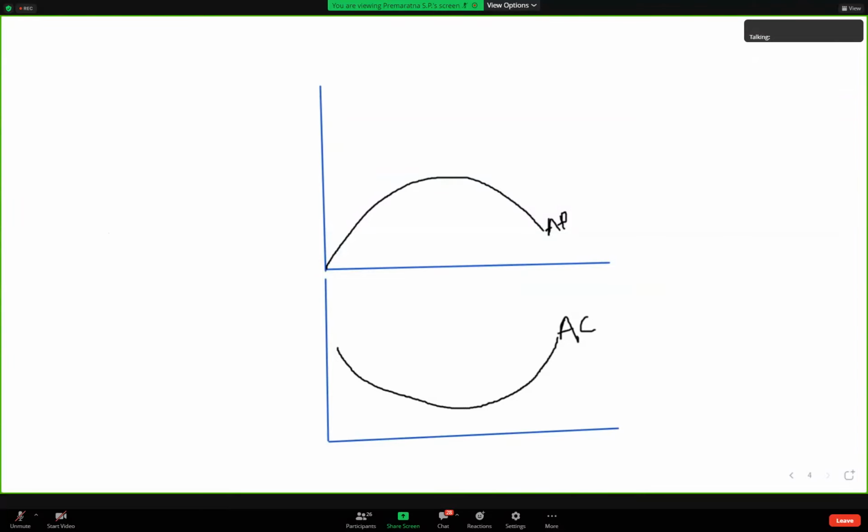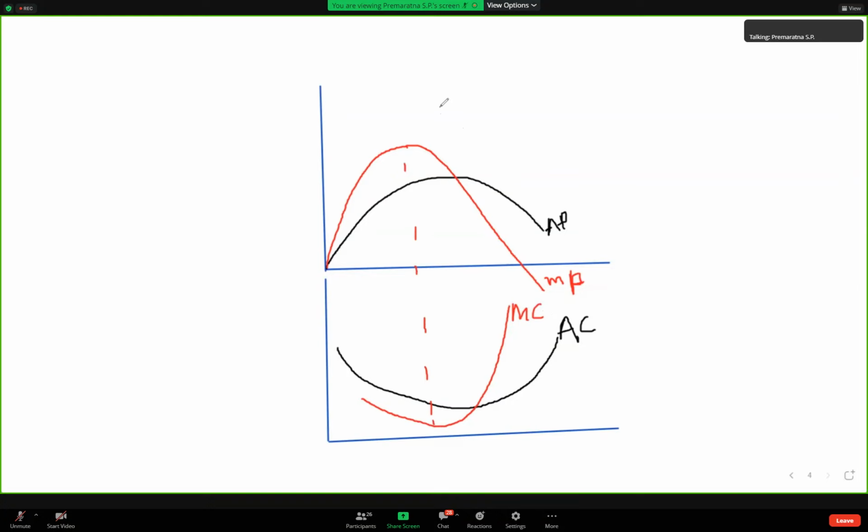Now, if you remember, we identify, sorry, before that, look at the marginal product curve. Marginal product curve comes like that. The marginal cost curve is also just a reflection of it. So this is marginal product, and the reflection is the marginal cost curve.